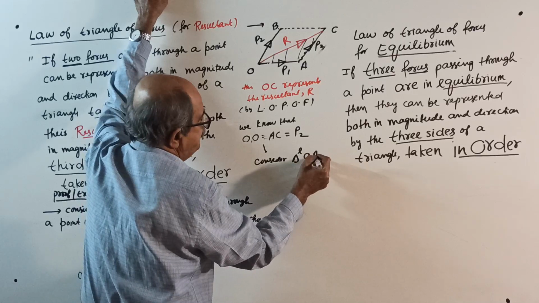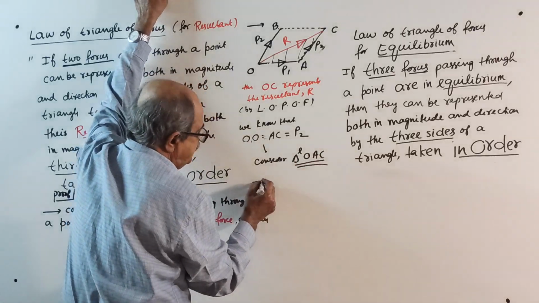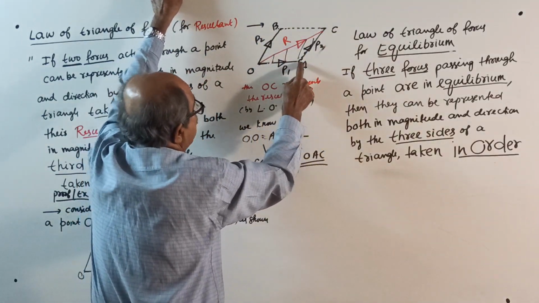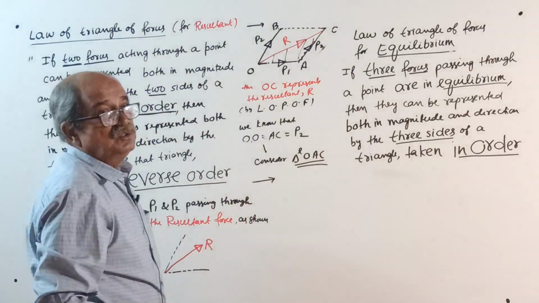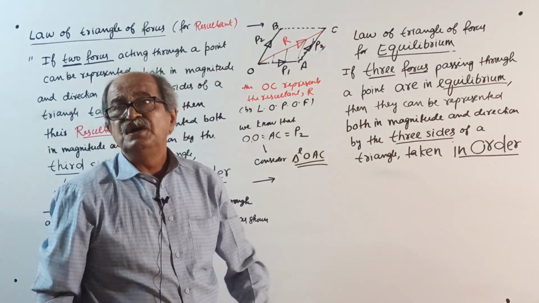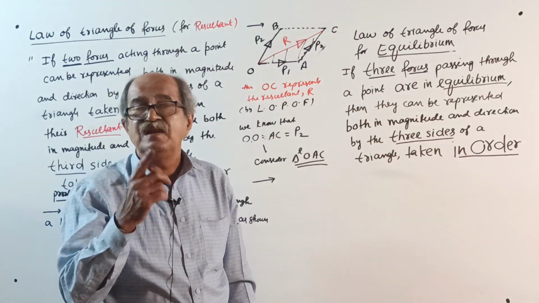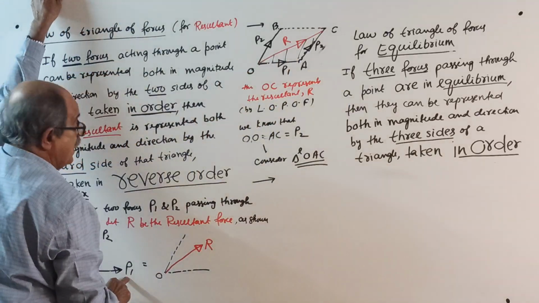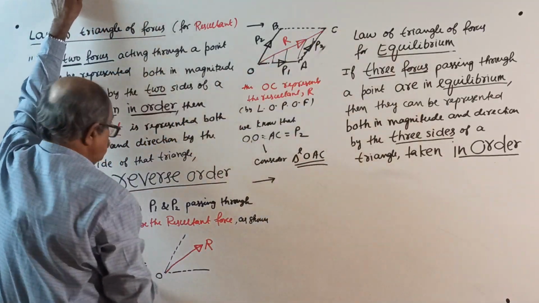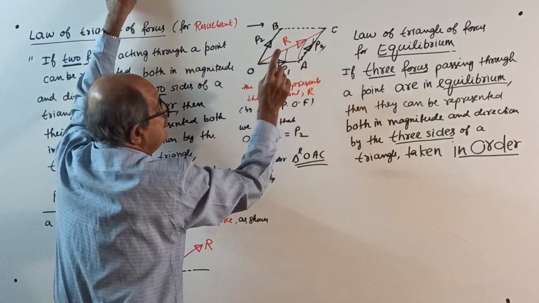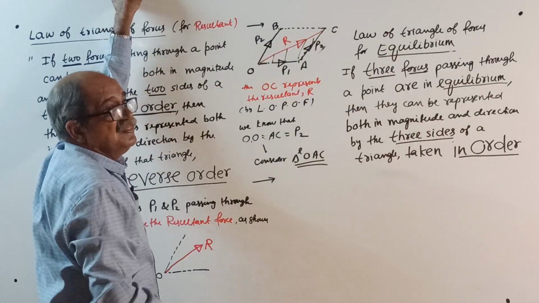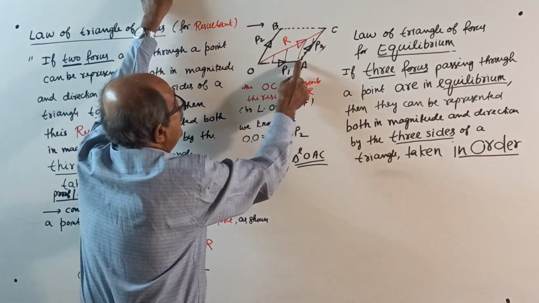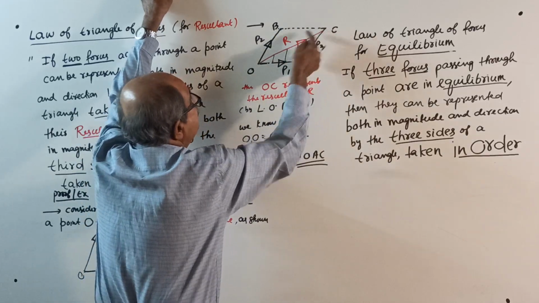Triangle OAC. Some statement I am giving now. In the triangle OAC, OA represents force P1. You should write. Those who are serious, those who are not going for notes and want to learn everything should write what I tell. In triangle OAC, OA represents P1, AC represents P2. So in order, OA, and in the same order, AC. Then if you continue in the same order, you should come back here.